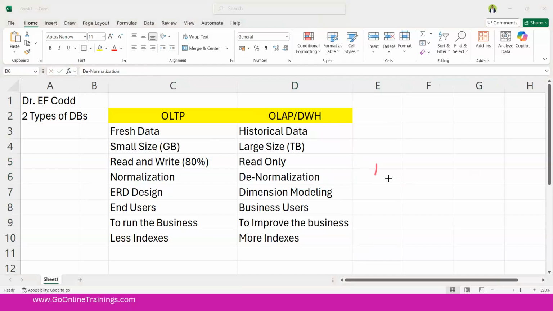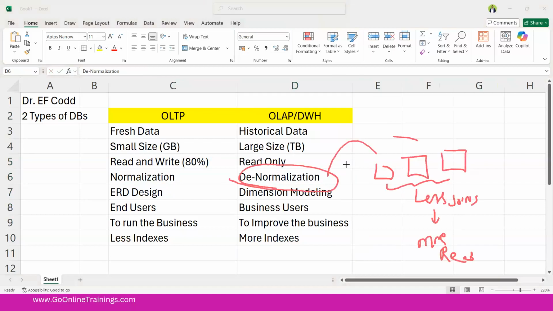Denormalization is going to create a lesser number of tables. When you have a lesser number of tables, what will happen? You will have fewer joins. When you have fewer joins, you can get more readability. Clear? Denormalization will create a lesser number of tables. A lesser number of tables means a lesser number of joins. A lesser number of joins means maximum readability.